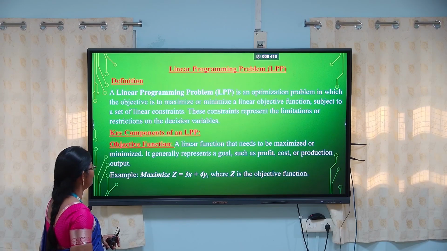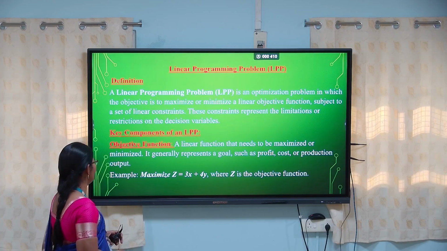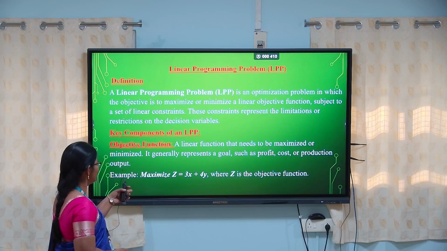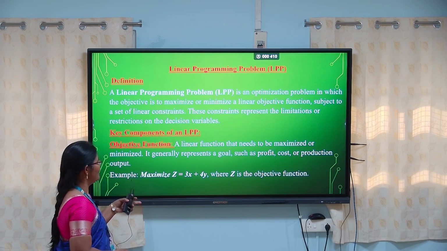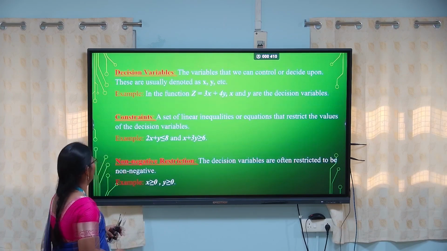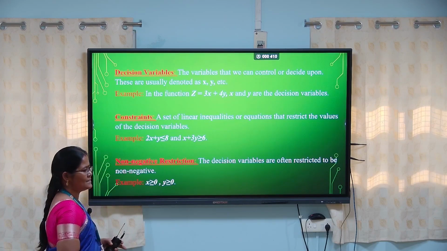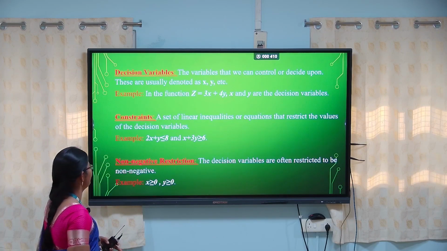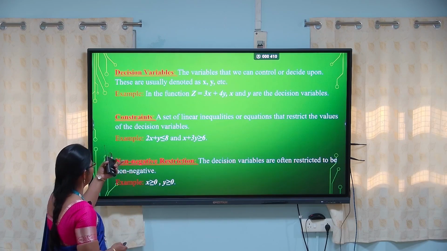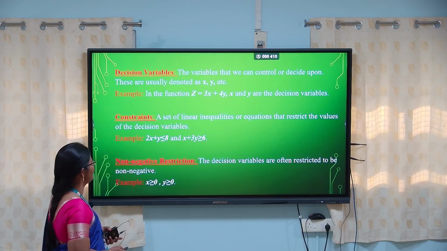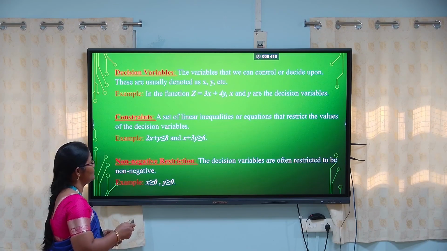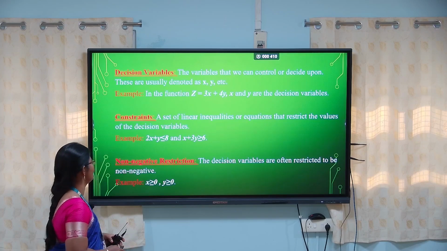It generally represents a goal such as profit, cost or production output. Example, maximization of z equal to 3x plus 4y, where z is the objective function. Number 2, the decision variable is most important. These decision variables are always non-negative. For example, in this objective function 3x plus 4y, x and y are known as decision variables.